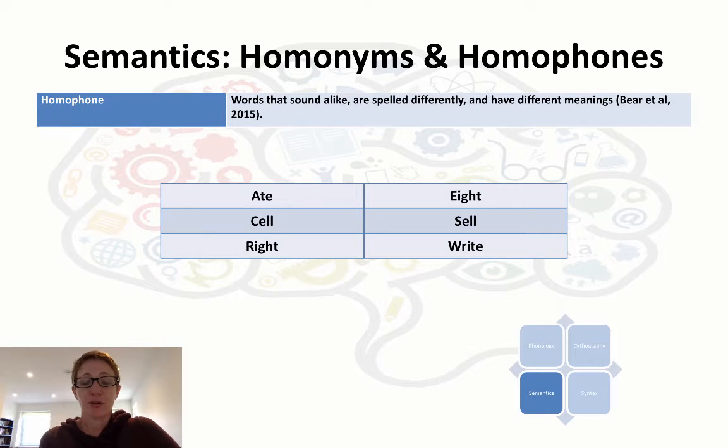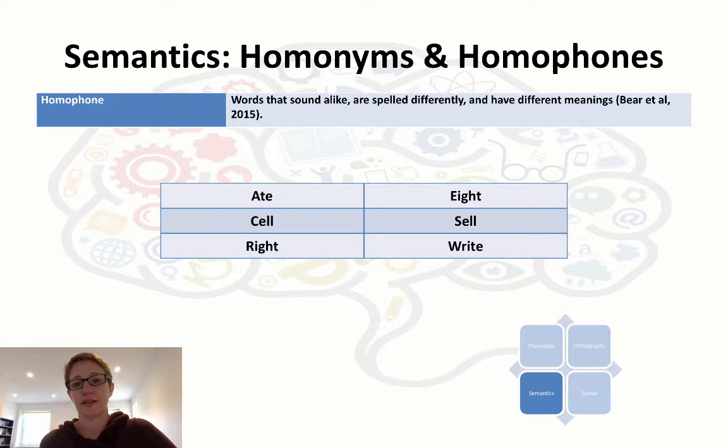So then a homophone, these are words that sound alike, are spelled differently, and have different meanings. So again, if you think about the word phone in here, we know then that it has to do with sound. So examples here are eight and ate. They sound the same, but we have to understand the meaning that we are attempting to use in order to use the correct spelling of the word to get our meaning across.